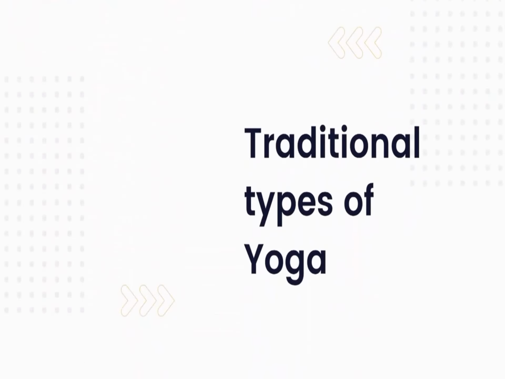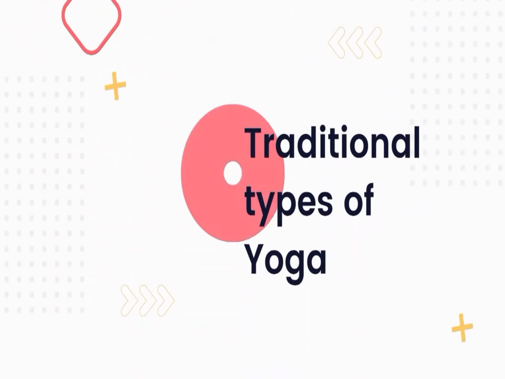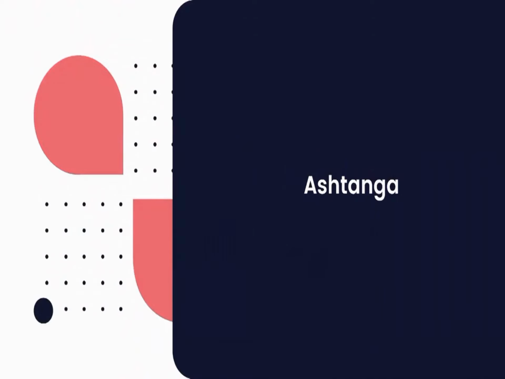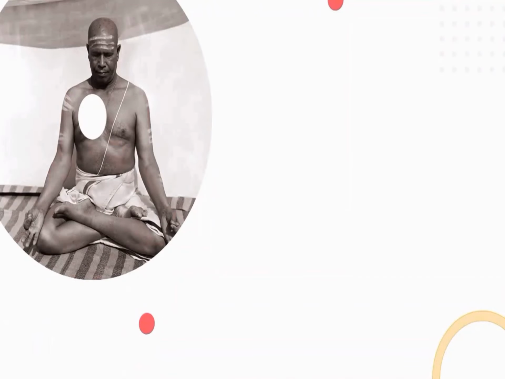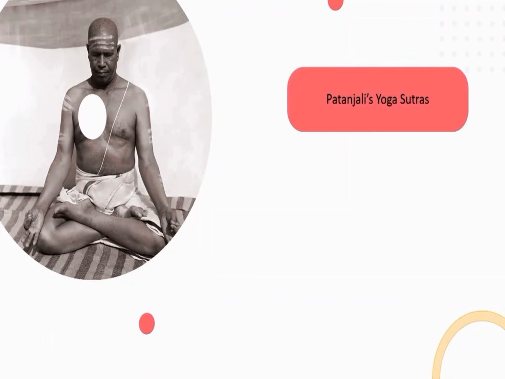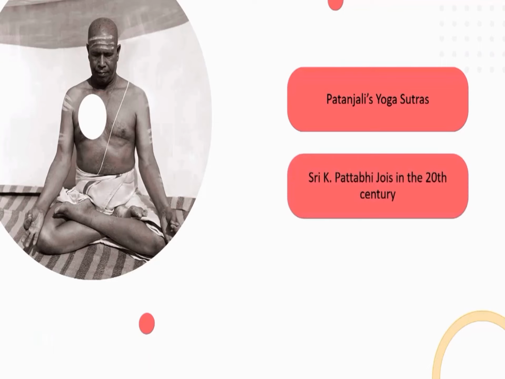We start with traditional types of yoga. Ashtanga. The name Ashtanga originated in Patanjali's Yoga Sutras, to be discussed in Module 2, and translates as 8 limbs. This iteration of yoga was derived from ancient teachings and popularized by Sri K. Pattabhi Jois during the 20th century.